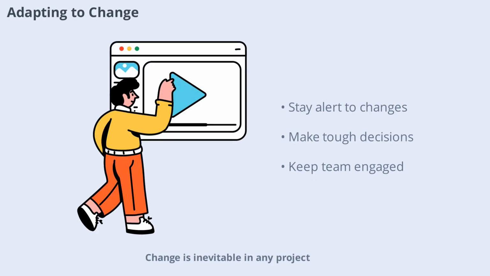Change is inevitable in any project. The ability to adapt your resource allocation strategy quickly is a key skill for project managers. This means staying alert to new information, being willing to make tough decisions, and keeping your team informed and engaged throughout the process.